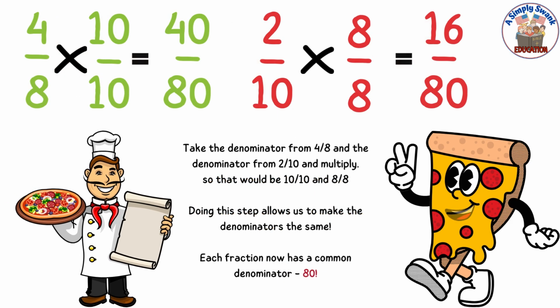Take the denominator from 4/8 and the denominator from 2/10 and multiply, so that would be 10 out of 10 and 8 out of 8. Doing this step allows us to make the denominators the same. Each fraction now has a common denominator, 80.